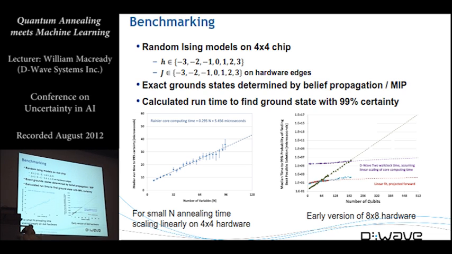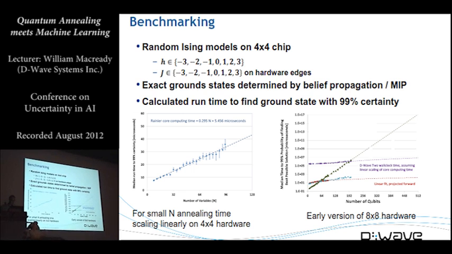The early versions of the chip on this 4x4 lattice are all small enough that we can solve those models exactly. We can use belief propagation or mixed integer programming or whatever to find the globally minimal states of those Ising models. So then we can program those values in and ask, how long does it take the hardware to solve these problems as a function of the size of the problem?